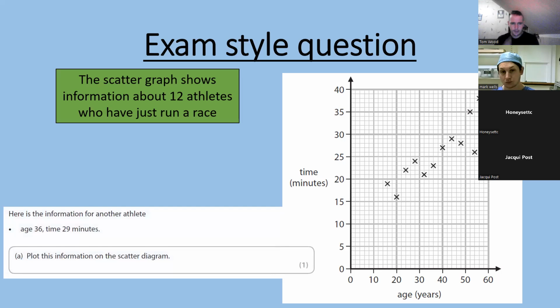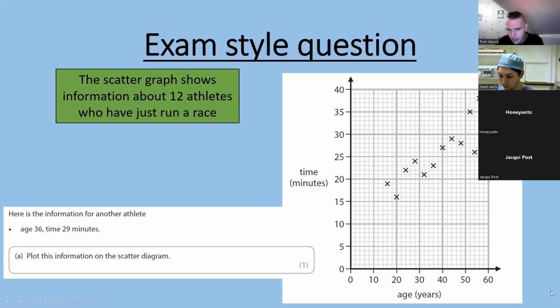So part 1 of our question then, it just says here is the information for another athlete. He's 36 and the time taken to complete is 29 minutes. Plot this information on the scatter chart. Again, 1 mark is a very nice mark to get as well. We're just going to look across to 36 so we can work out his age here. Just be careful with the actual points there. They can ask you to measure either between the squares or on the square, essentially.